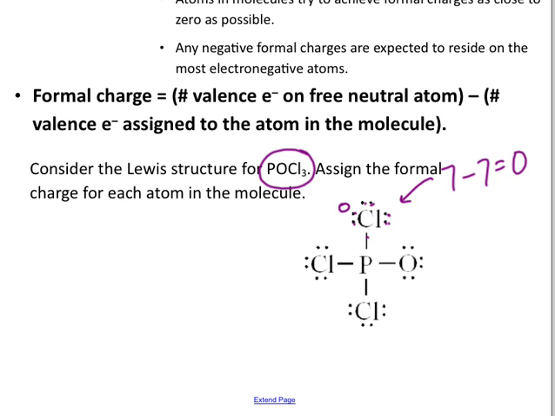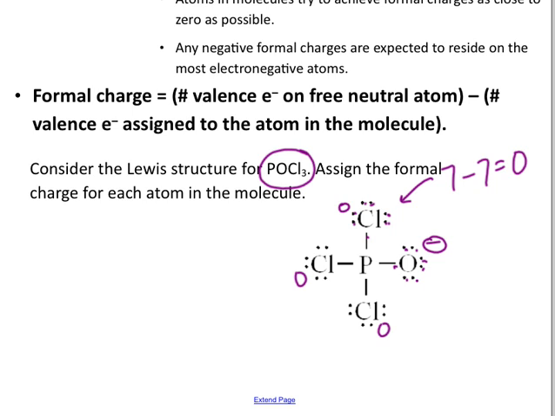Let's do oxygen. Oxygen has how many valence electrons? 6. 6 minus 1, 2, 3, 4, 5, 6, 7 is -1. So we're going to write a little negative here, and you're going to write them close to the elements. We need to have a formal charge for every element. The chlorines, if you look, are the same. They're going to be 7 minus 7. So this is 0 and this is 0.